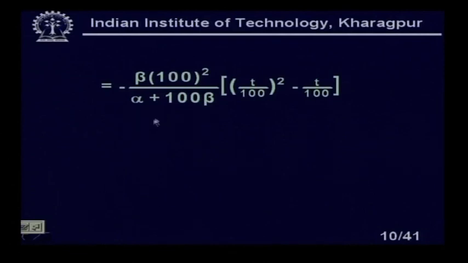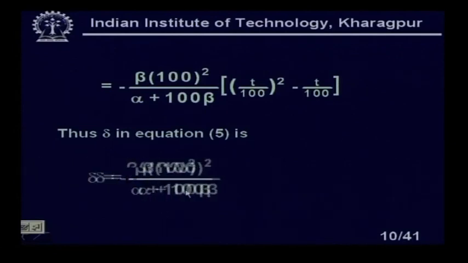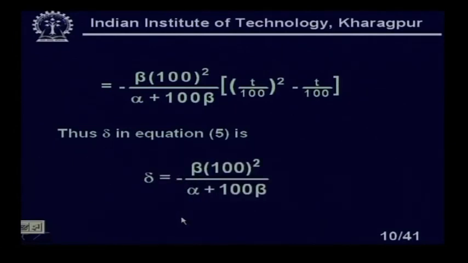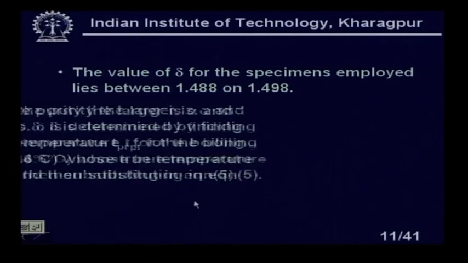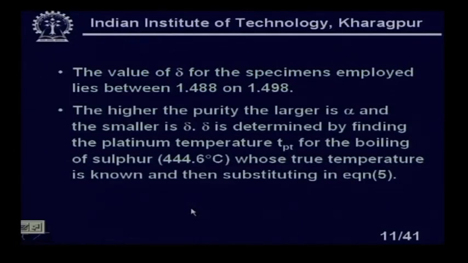So, this can be equal to minus beta 100 square upon alpha plus 100 beta multiplied by (T by 100) whole square minus T by 100. Thus, delta in equation 5 is given by delta equal to minus beta 100 whole square upon alpha plus 100 beta. The value of delta for the specimens employed lies between 1.488 to 1.498. It should be 2.498. The higher the purity, the larger is alpha and the smaller is the delta.